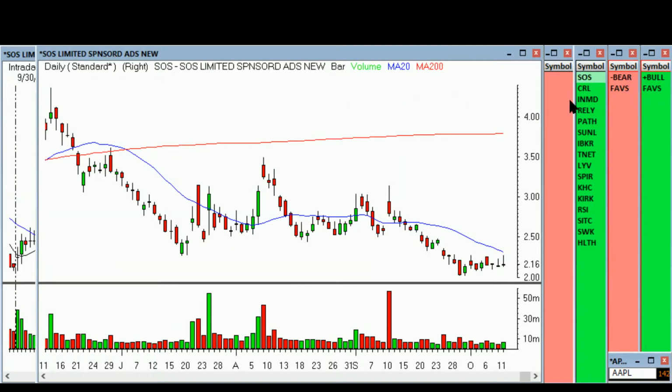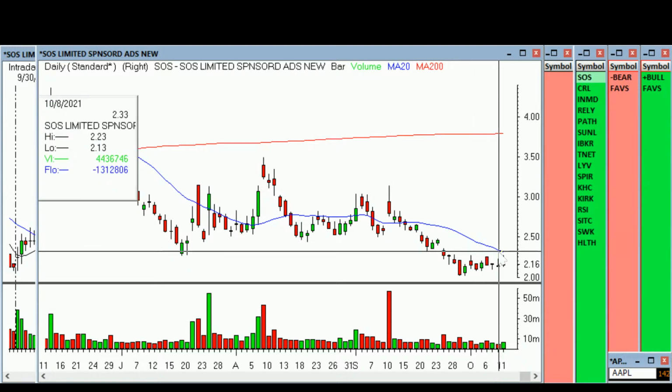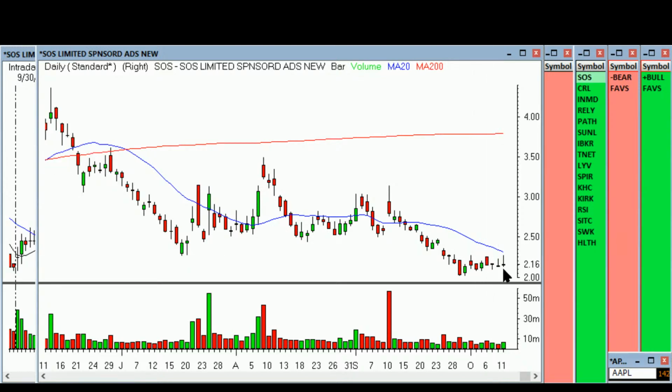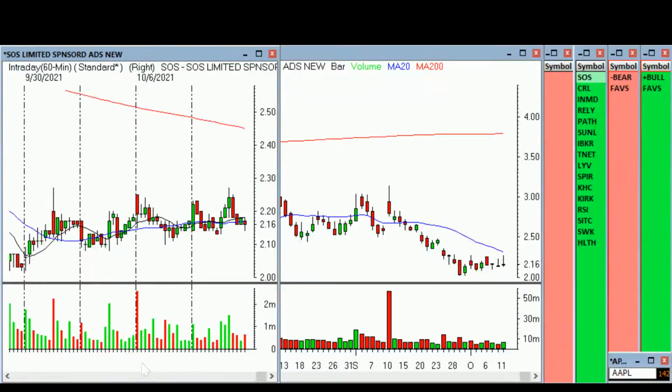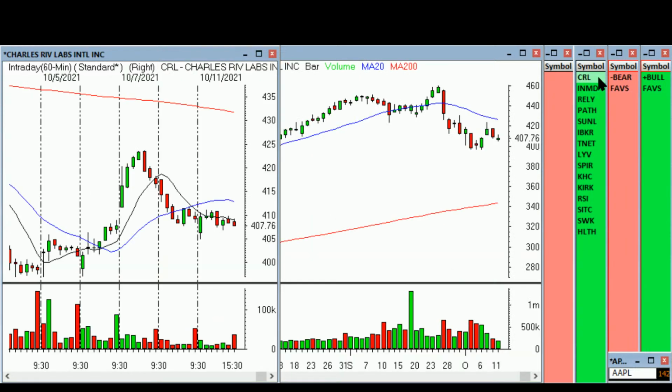SOS is a Bitcoin stock, but it looks lower. So this hasn't trailed. I lowered the trail already on it by a couple cents. But it looks lower actually. But this is a Bitcoin stock. We'll see. So this one is holding.